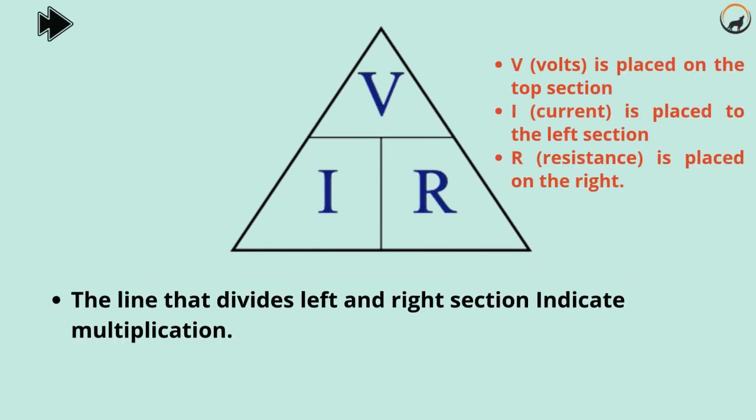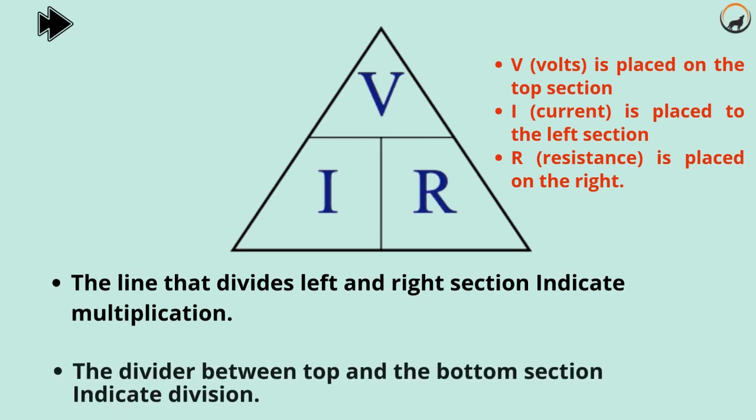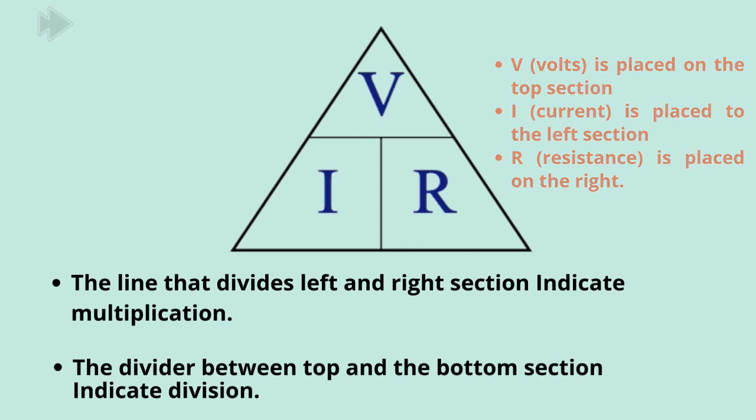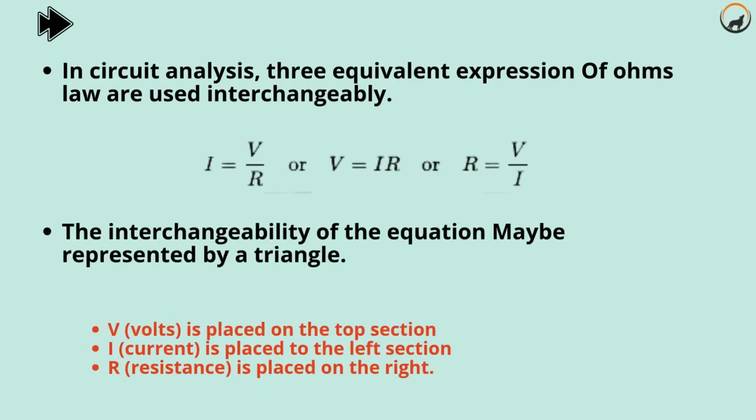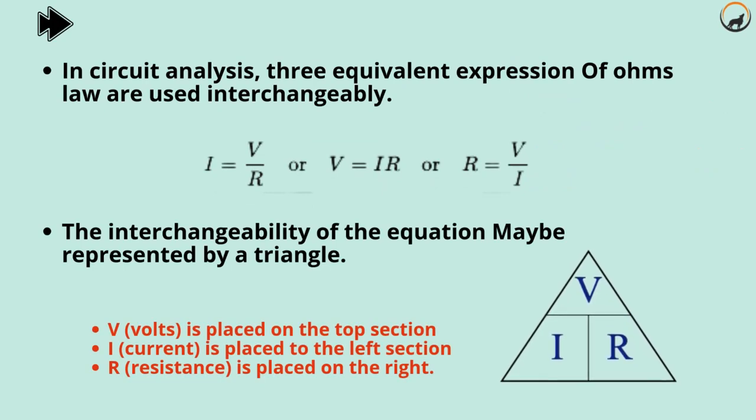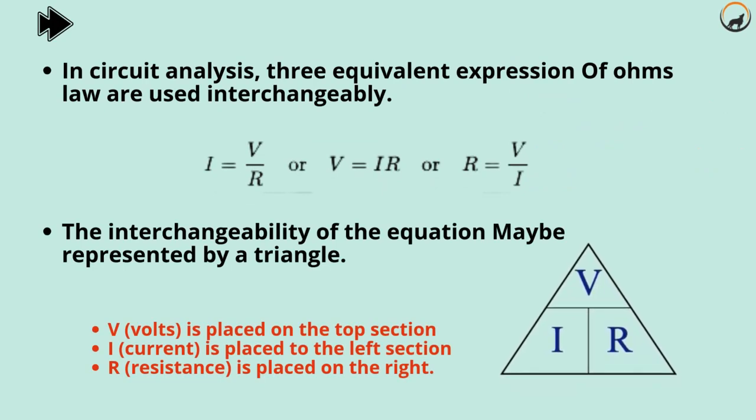Ohm's law can be expressed in three ways, as represented in the triangle. The line that divides the left and right sections indicates multiplication, and the divider between the top and bottom sections indicates division. When solving for the voltage, expressed in volts, use V equals I multiplied by R. When solving for the current, expressed in amps, use the equation I equals V divided by R. When solving the resistance, expressed in ohms, use R equals V divided by I.